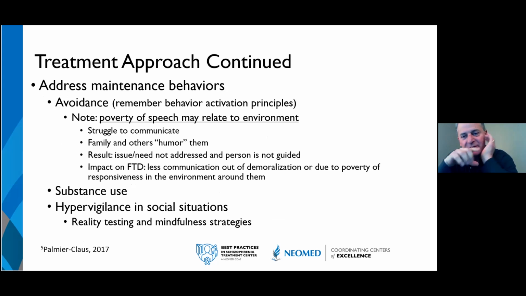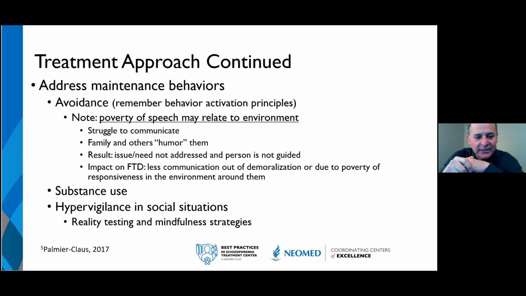One of the things I wanted to mention, interesting perspective, we often will think about poverty of speech as related to an individual factor. So the psychosis is shutting down the thought content and so forth. Another way to think about it is that it could be related to the environment, right? So the individual struggles to communicate, family and others humor them, they don't really answer their questions. And as a result, the issues aren't addressed, needs aren't met, and they're not guided to better communication. And so then there's a kind of demoralization that happens, like, well, I'm not getting any response. And so then the poor communication is partly out of the poverty of responsiveness of the environment around them. All right. And so that can become kind of a cycle.